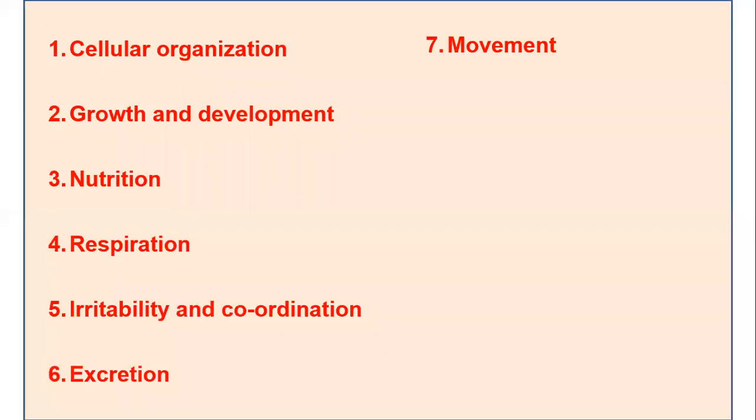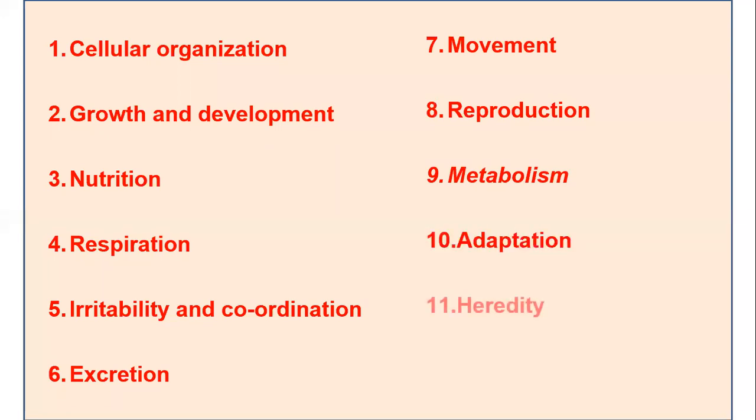They are: cellular organization, growth and development, nutrition, respiration, irritability, coordination, excretion, movement, reproduction, metabolism, adaptation, and heredity. Out of these, we are going to learn everything one by one in our science lesson. This is half of science. Adaptation we don't learn in O level, it's for A level. But all the others: cellular organization, growth and development, nutrition related to the digestive system, respiration related to the respiratory system, and cellular respiration, which has two types. Irritability and coordination are also related to the nervous system.